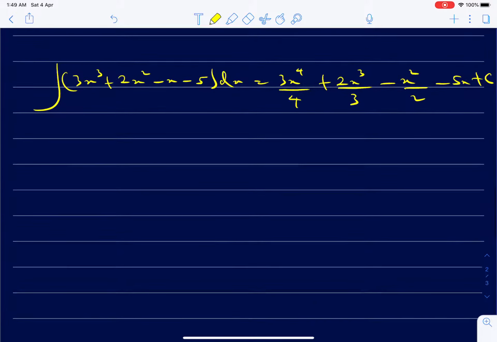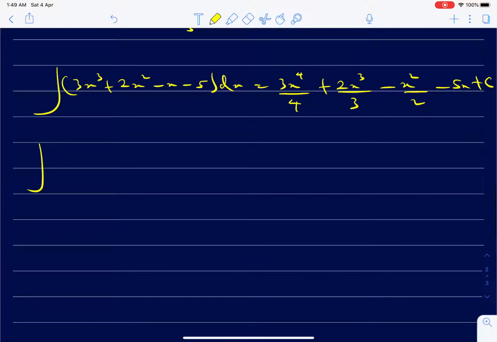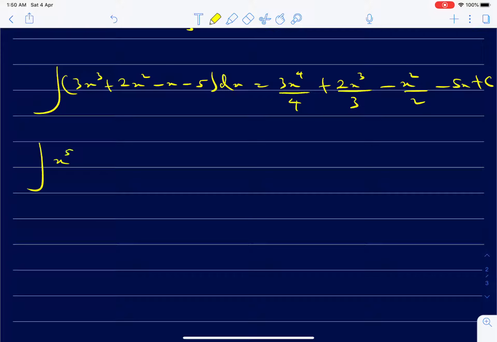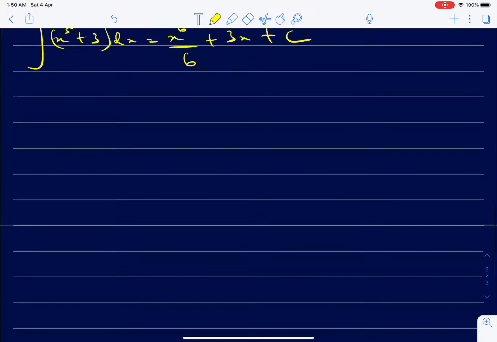And we go to the next. Evaluate the integral of x raised to the power 5 plus 3 with respect to x. That's the same as x raised to the power 6 over 6 plus 3x plus c. We go to the next.